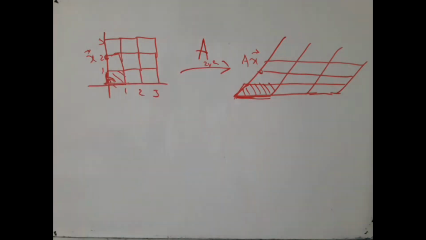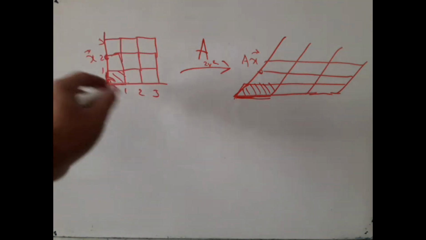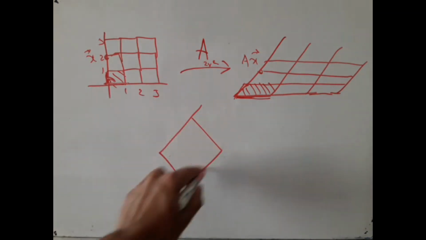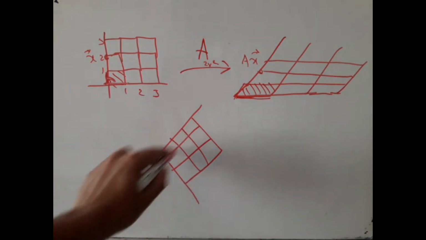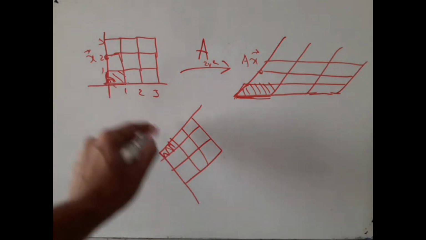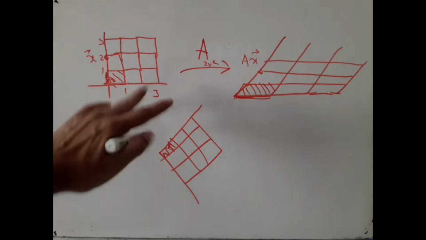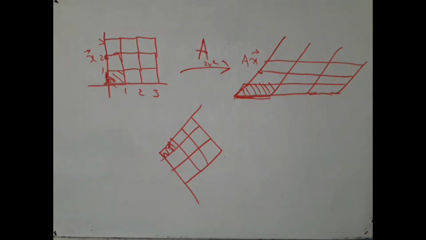Now in case of an orthogonal matrix, we know it is either a rotation or a reflection. In that case obviously the area cannot change, so you must have something like this, which is just a rotated version. So this area must be the same as that area, or maybe you have reflected it, in which case the sign will be opposite. That is why for an orthogonal matrix the determinant is either plus 1 or minus 1.